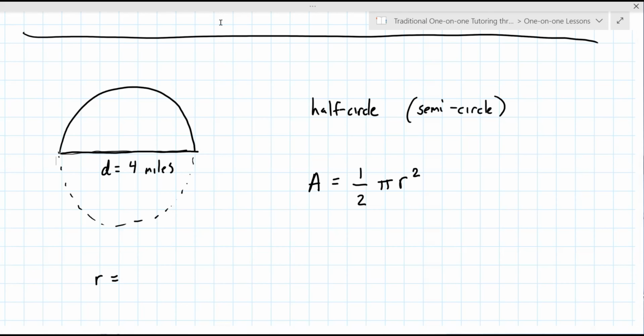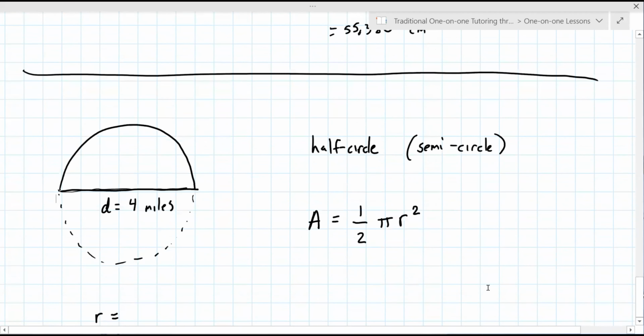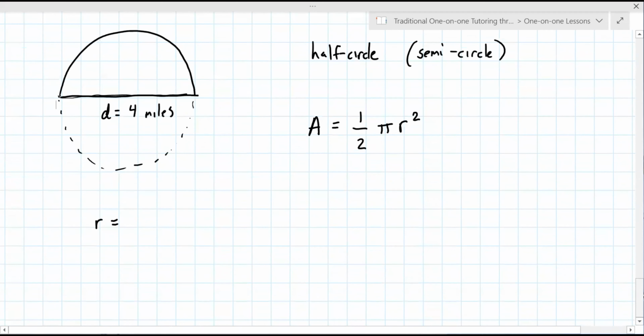Let's go back and look at the previous problem, Sourish. What was the diameter in this problem? 8.4 centimeters. The diameter. And what was the 4.2 centimeters? You divide by 2. Okay, so the same thing applies here. You're going to divide by 2.